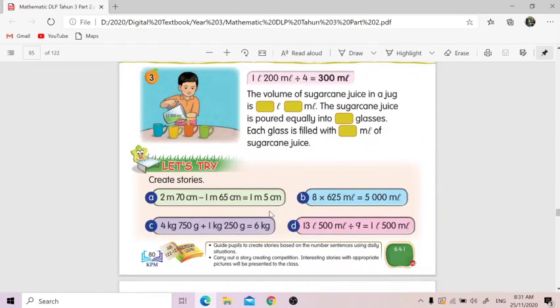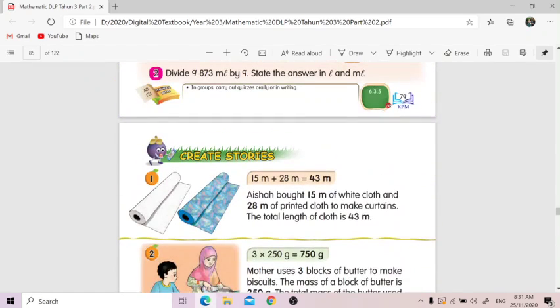Page 80. Look at here. First I want you to tell me, which topic is this about? There's a cloth, one is white cloth, one is printed cloth. What do you think about it? Which topic does it relate to? Yes, it's related to length.